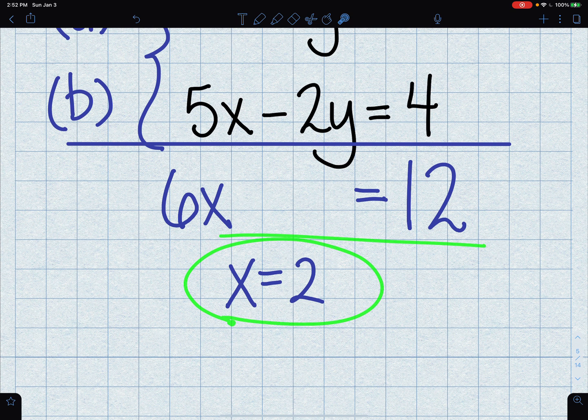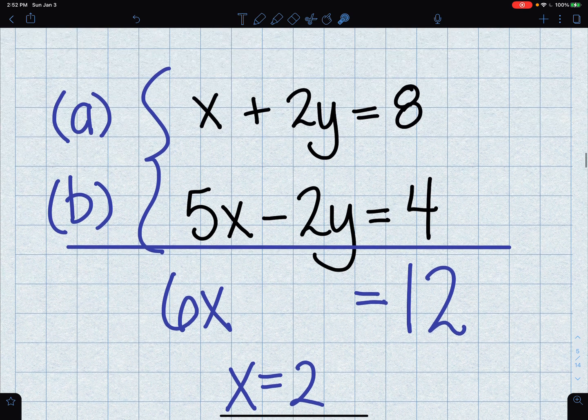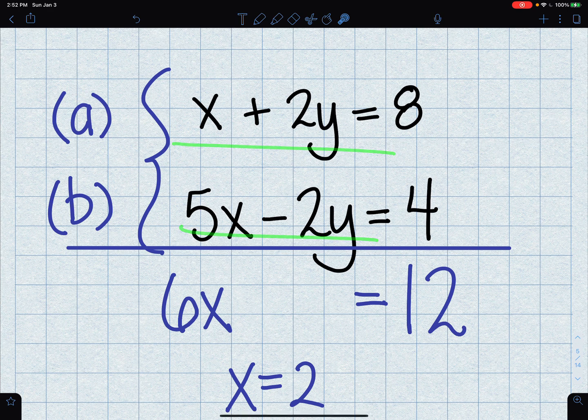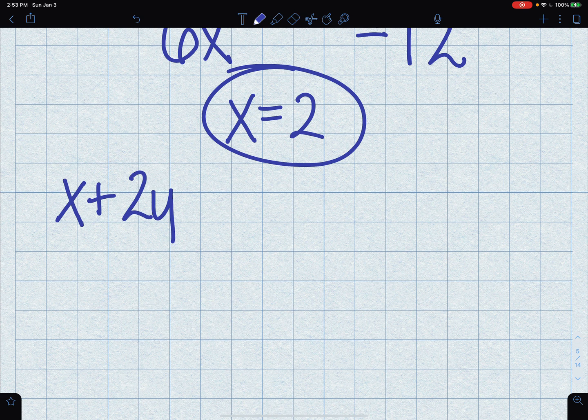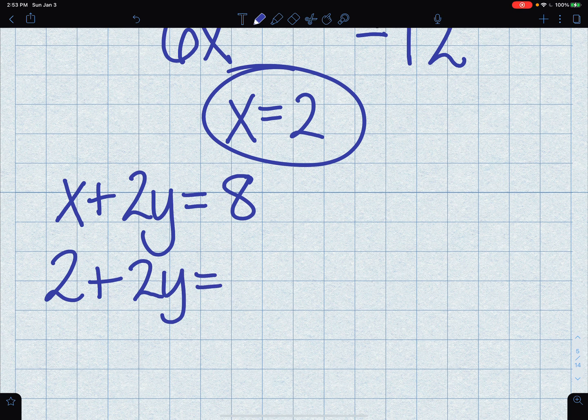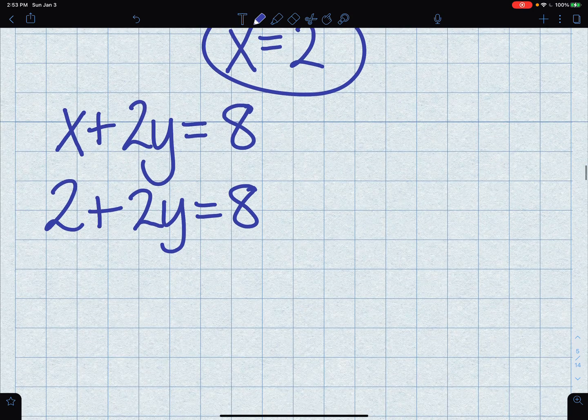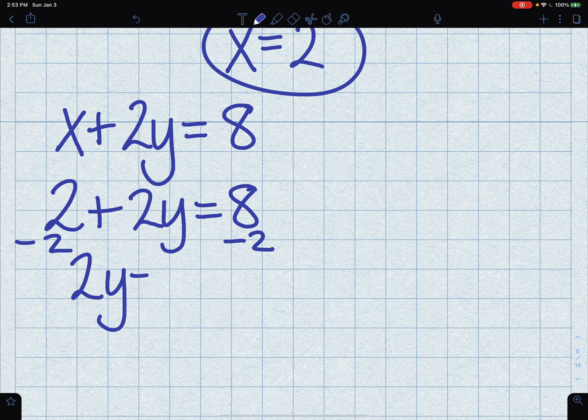And now we can take this x equals 2 and plug it in to any of these to get y. So let's plug it into equation A. So equation A was x plus 2y equals 8. So if we plug in the 2, we get 2 plus 2y equals 8. Now let's just solve for y. So we subtract 2. 2y equals 6 and y equals 3.